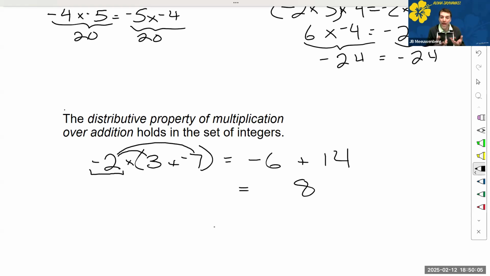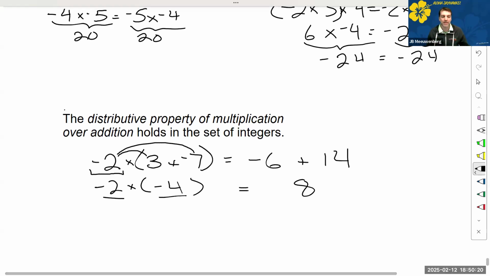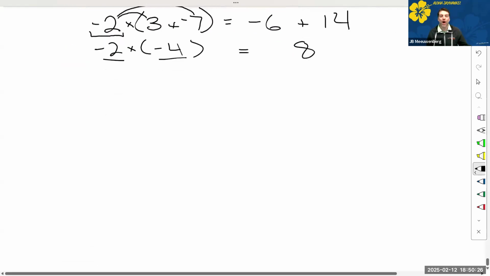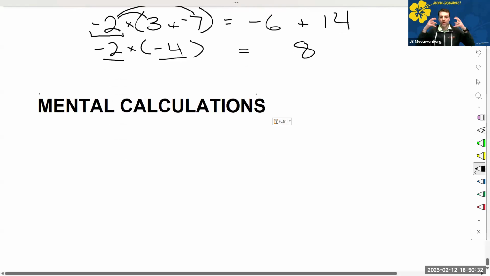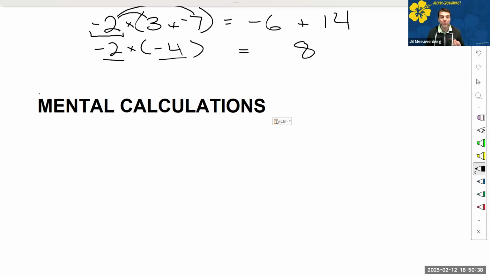That works the same way as if we had simply added the numbers on the inside. 3 plus negative 7, which is negative 4, and then negative 2 times negative 4 is positive 8 also. So again, they both get you to the same spot with that distributive property. So why do we use those? Because they can help with certain types of mental calculations, right? So we're going to end this video talking about mental calculations. Now, we've done a lot of these before. We talked about compatible numbers. We've talked about substitutions, and then we talked about approximations as well.